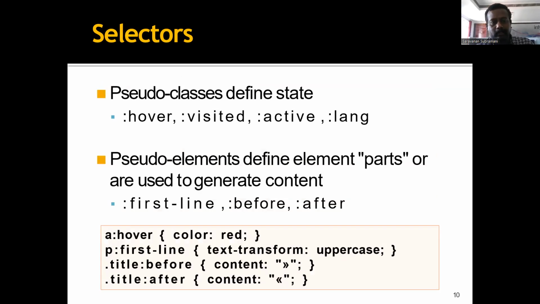Pseudo classes can also be used in CSS, like hover, visited, active, link. These are different types of pseudo classes that we use in the declaration. For example, the anchor tag having the hover: we set the pseudo class hover with the color red. And for the paragraph we can use the pseudo element first-line, where we use text-transform uppercase. And we can make a class name like p.title with pseudo elements like before and after. So likewise we have to provide.